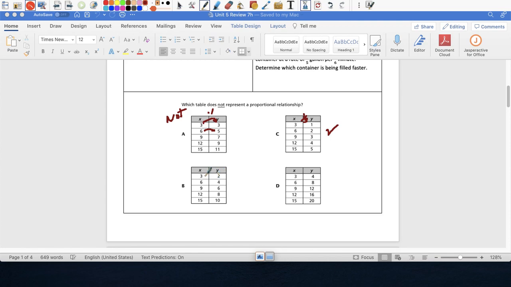How does a 3 become a 2? We're going to multiply that by 2/3. If I multiply 3 times 2/3, that simplifies and I get 2. So if I multiply 6 times 2/3, do I get 4? Let's see, yeah, 6 times 2 is 12 over 3, and that equals 4. So that checks. So the constant of proportionality in table B, everything is being multiplied by 2/3.